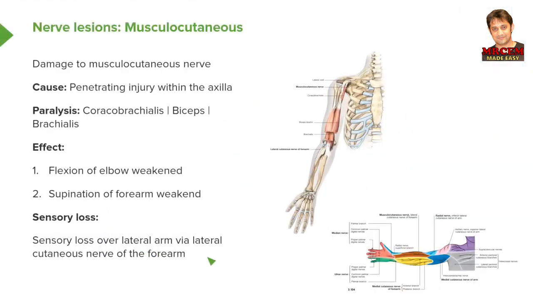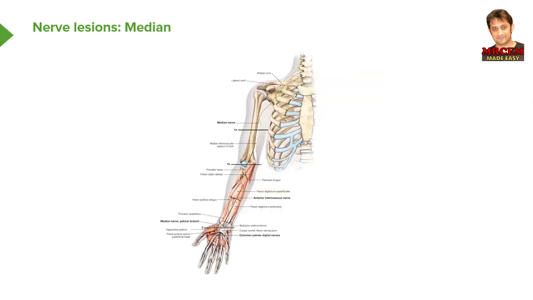Sensory loss, well, if you look at damage to the musculocutaneous nerve, then via the lateral cutaneous nerve of the forearm, you have sensory loss over the lateral forearm. We can see here in this region, the musculocutaneous nerve gives rise to the lateral cutaneous nerve of the forearm. So you may well have sensory loss on this region of the forearm. This nerve that we can see running along here is originating from the musculocutaneous nerve. So damage here would lead to loss of sensation.